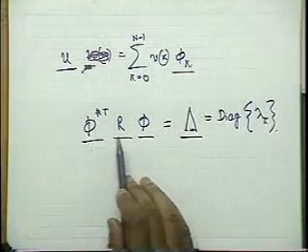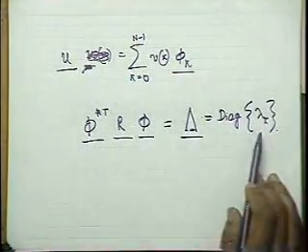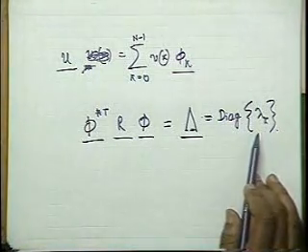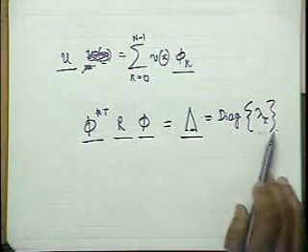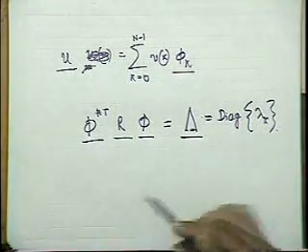So obviously this transformation which we have designed will fulfill this property: if I pre-multiply the autocorrelation matrix by phi star t and post-multiply by phi, then I get a diagonal matrix consisting of the eigenvalues. Now this transformation idea can be extended to two-dimensional cases as well.